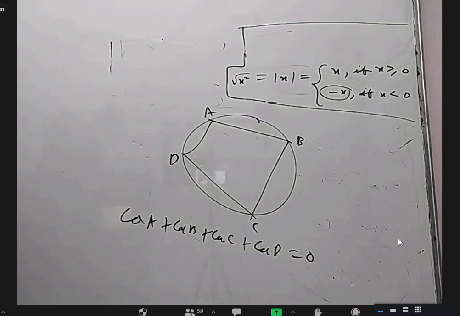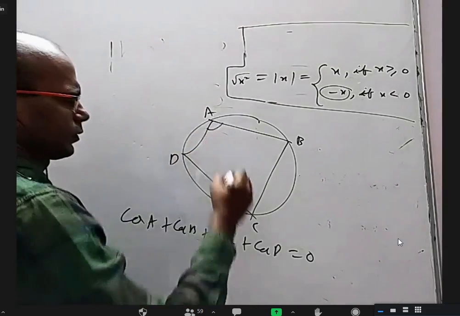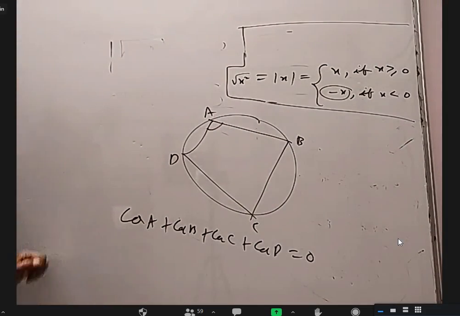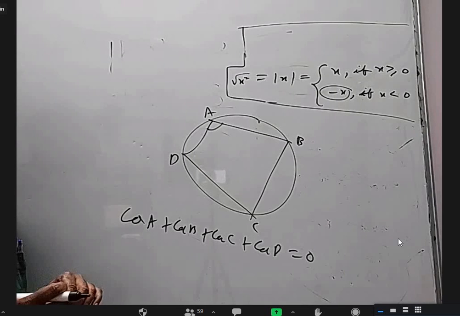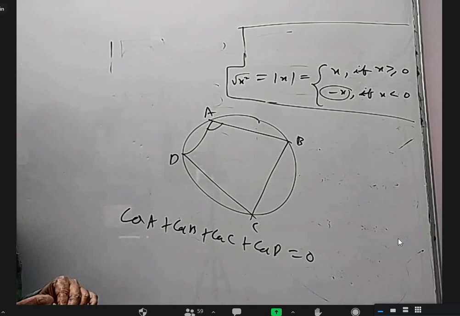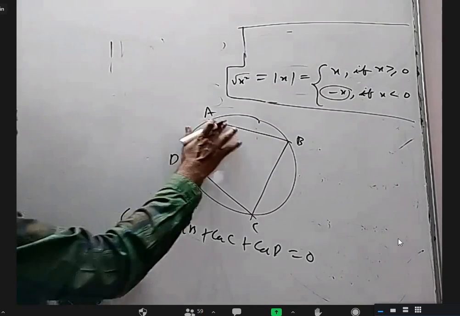Sir, cos A plus cos C is 180 degrees. Sir, actually angle A plus angle C is 180 degrees. Sir, the sum of all angles is 360 degrees. The sum of all angles is 360, that is right, but I don't think it is useful here. Sir, inside a cyclic quadrilateral we can write cos C as minus cos A, and cos D as minus cos B. Yeah, correct.